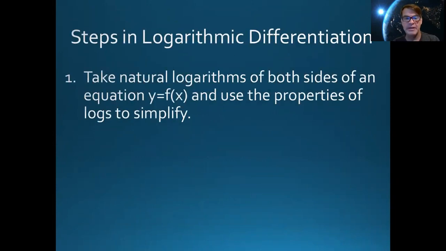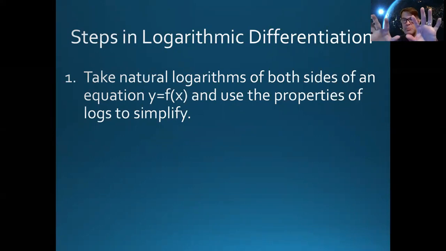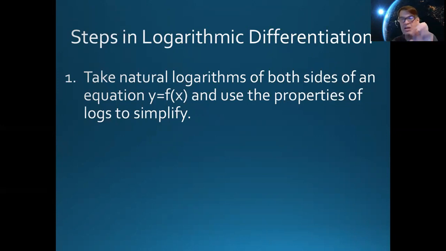Maybe I should have put this as the first slide. But the way that logarithmic differentiation works is you take the natural logarithms of both sides of the equation, and then you use the properties of logarithms to simplify. Why is this helpful? Because when something is taken to a power, the logarithm turns the power into a coefficient, like 2 times something. If you have something divided by something, the logarithm is the logarithm of the top minus the logarithm of the bottom. And when you have two things multiplied, the logarithm is the logarithm of the first plus the logarithm of the second.